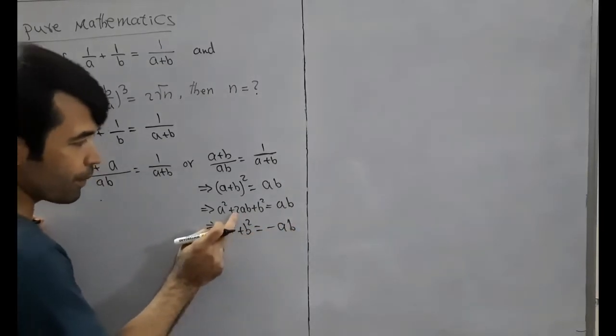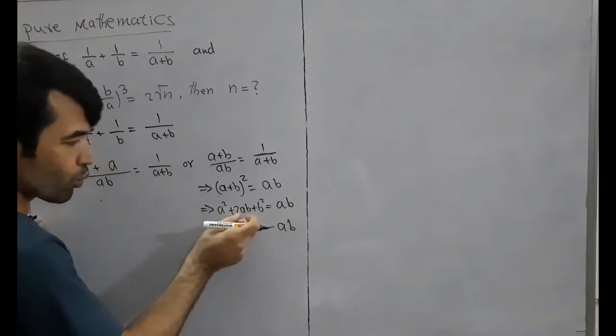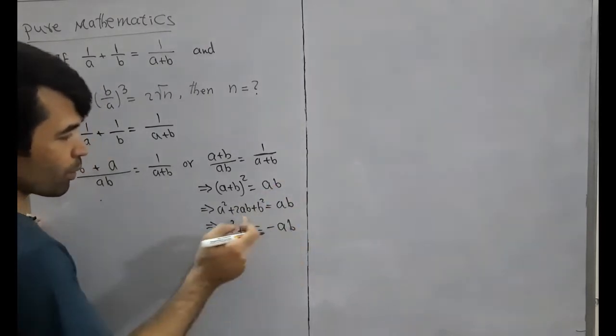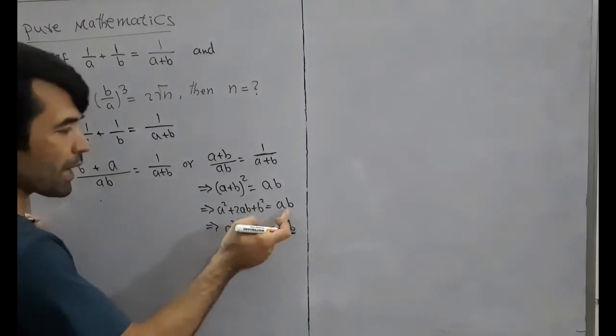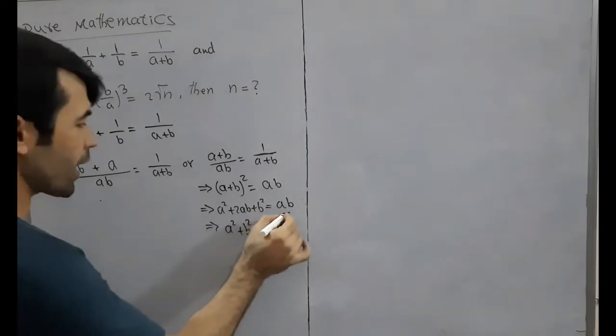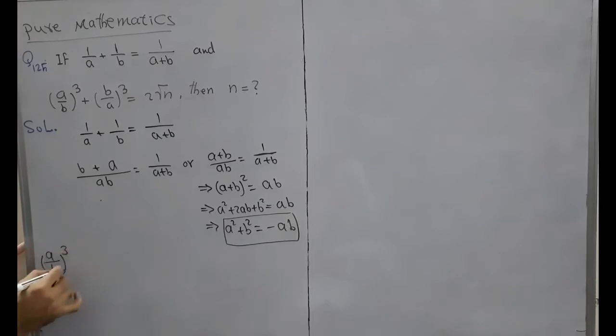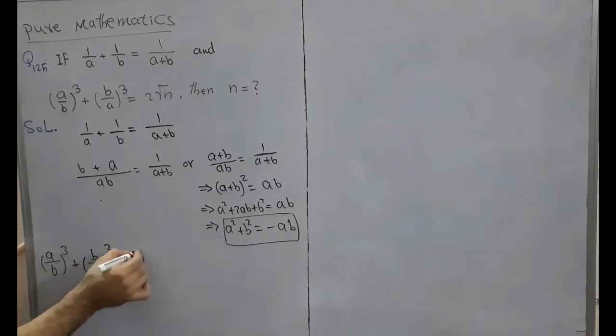We have 2ab plus ab. If 2ab goes to the right side, it will become minus 2ab. Minus 2ab plus ab is equal to minus ab. It is the value of a square plus b square. Now, here we can write a over b to the power 3 plus b over a whole to the power 3 is equal to 2 into square root of n.